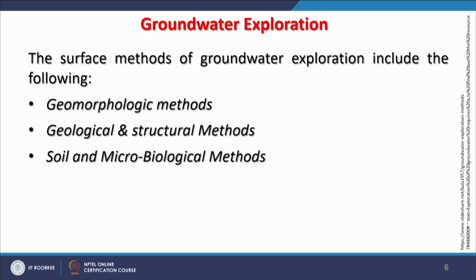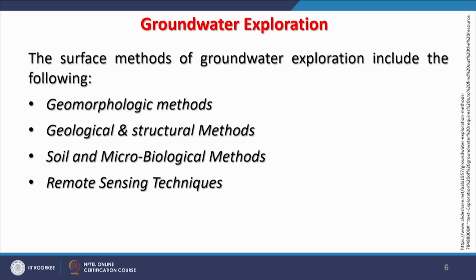The third one is the soil and microbiological methods, where we see whether vegetation is there, whether soil is there, because if soil is there, then there are chances of growth of vegetation, and growth of vegetation can only occur when water is available. So, that is an indirect evidence of the availability of water.